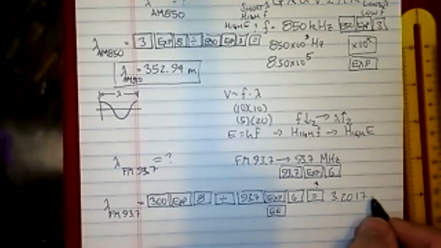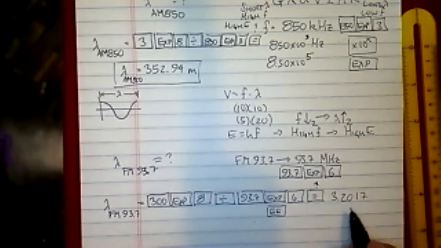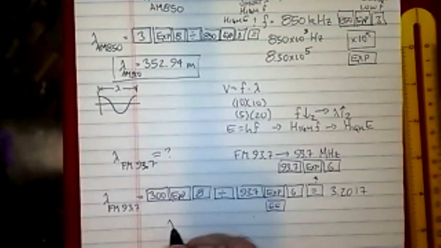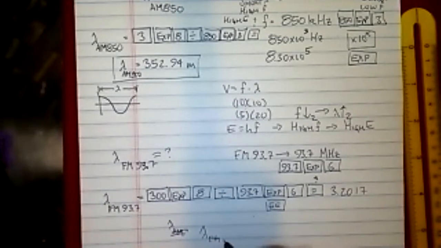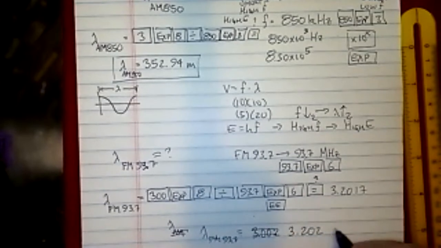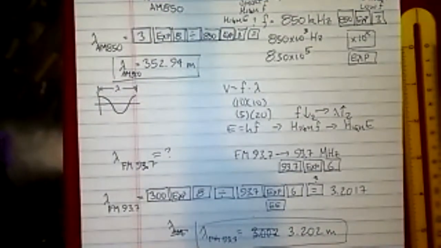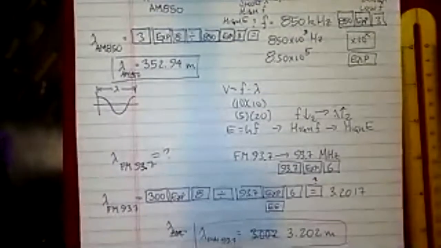Again, you have to keep your wits about you. 3.2017 might be in seconds, might be in years, might be in meters, might be in arc seconds, all sorts of weird stuff. You've got to find the right unit, and the right unit, of course, is lambda FM 93.7, which is actually equal to 3.202 meters. And that's how you do that problem. I hope that clears that up for you a little bit. So that's how you do those problems.